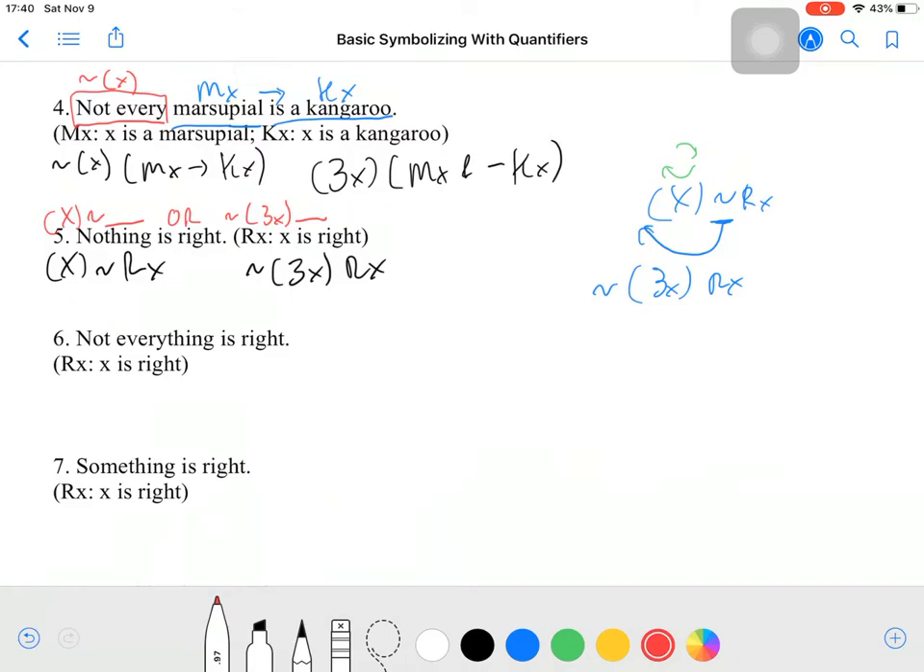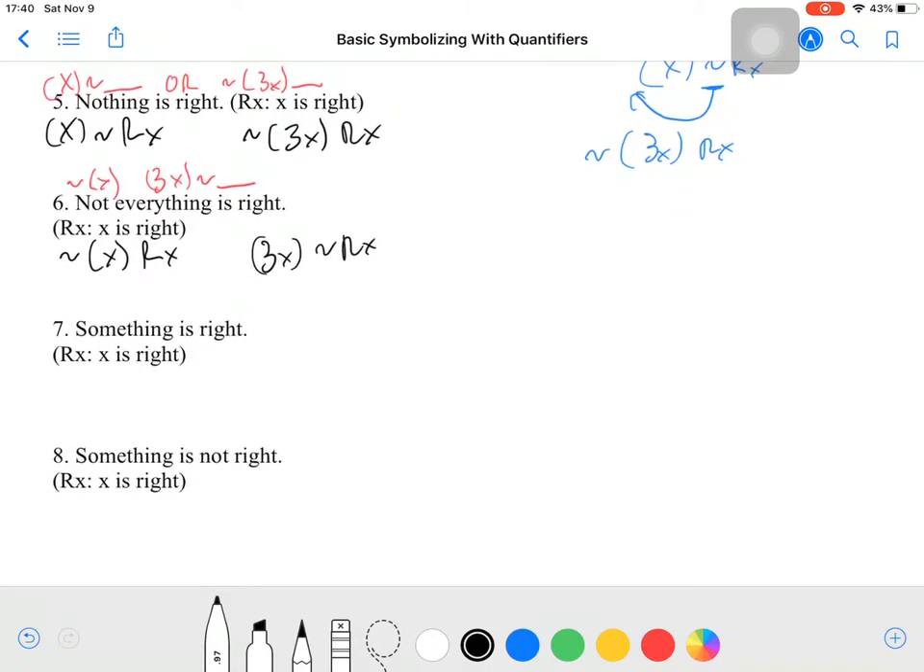So not everything is right. It's not the case for all things, or it would be that there exists an x such that something is not. So not everything is right. It is not the case for all x that x is right, or there exists some x such that x is not right. These are equivalent statements. Something is right. Something I'm going to go ahead and say is always just going to be an existential x. Right is R(x), so there exists an x such that x is right. Then something is not right: we know right is R(x), in other words, there exists an x such that it is not the case that x is right.